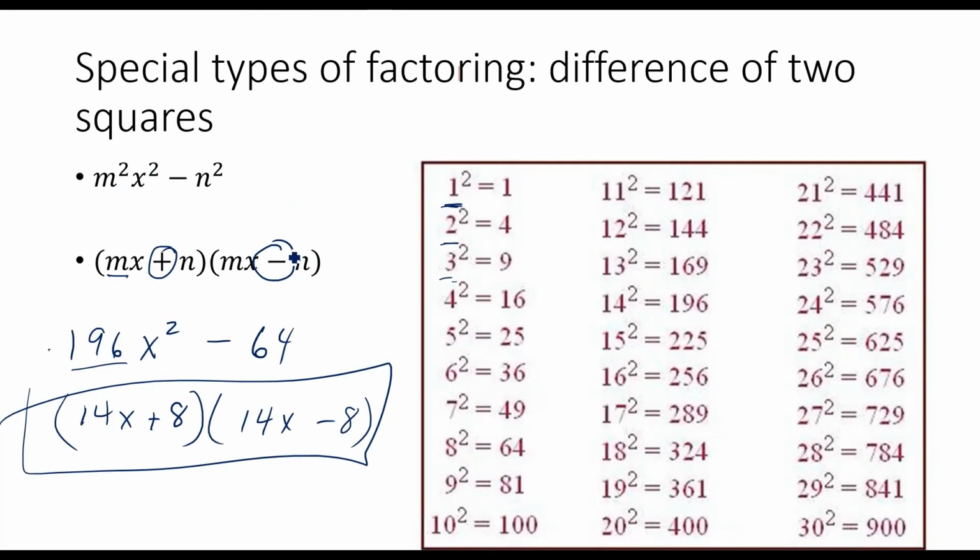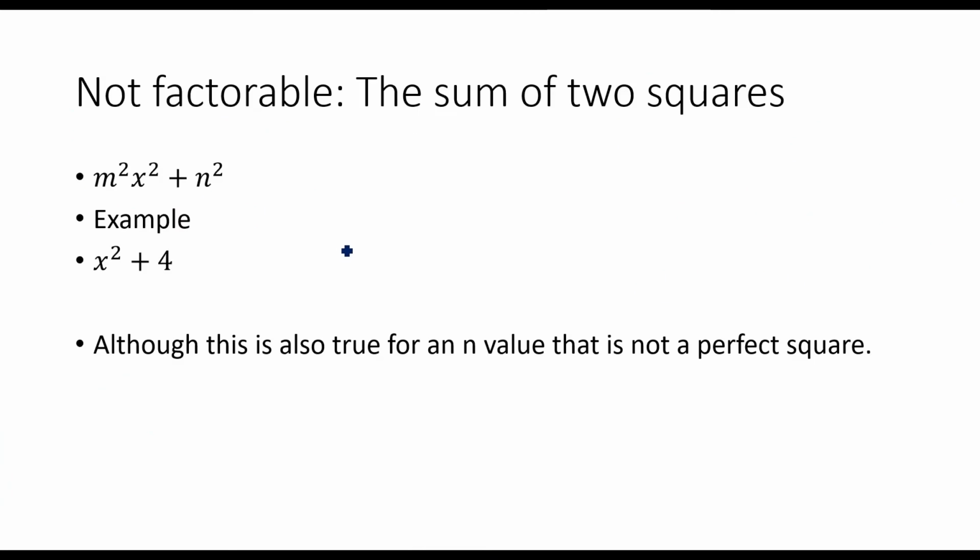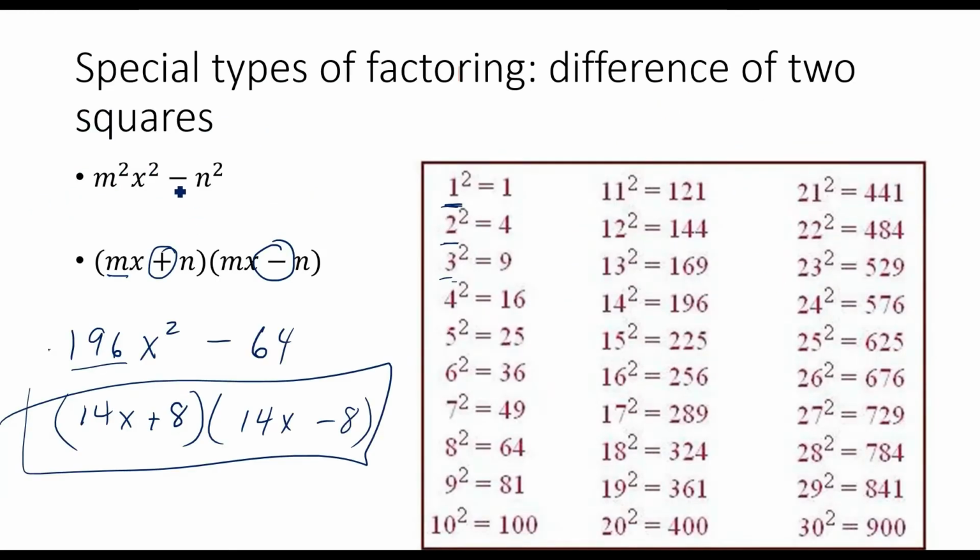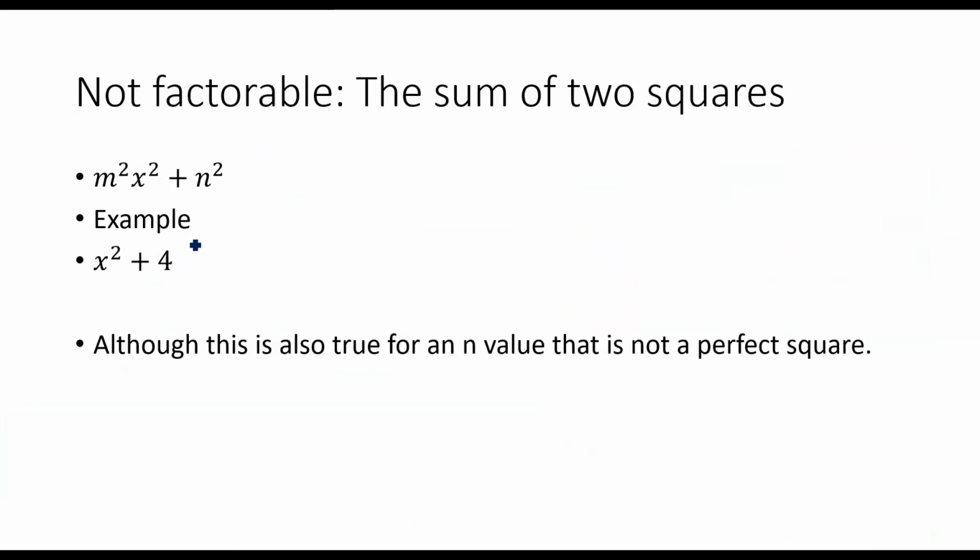And remember, this is difference of 2 squares. Okay, so now let's look at something that's not factorable. The sum of 2 squares. The sum of 2 squares looks like this. It's basically the same thing as before, but instead of subtracting, we add. So an example of this would be x squared plus 4.